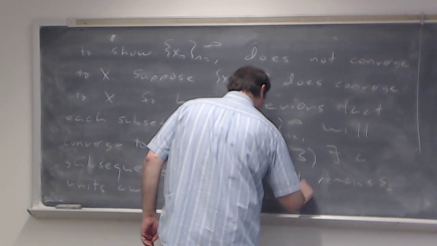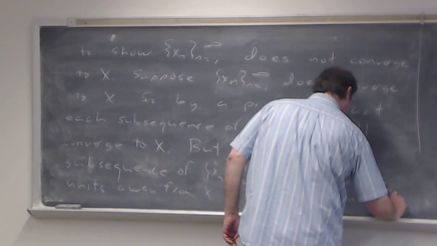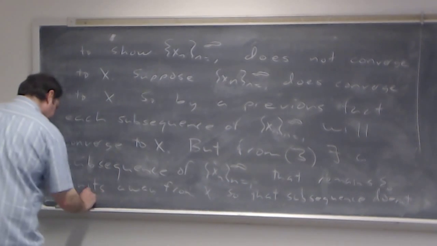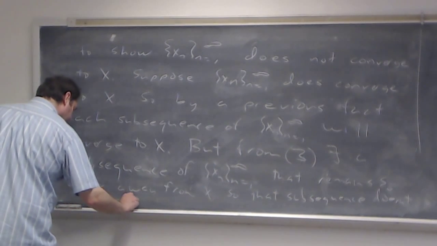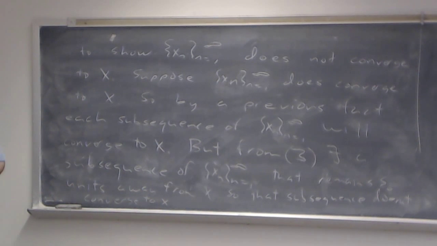That subsequence doesn't converge to x. Well, that's a contradiction. Every subsequence of x of n, if x of n were to converge to x, has to converge to x. But by assumption 3, we've got a subsequence that does not converge to x. So those are contradictory statements.